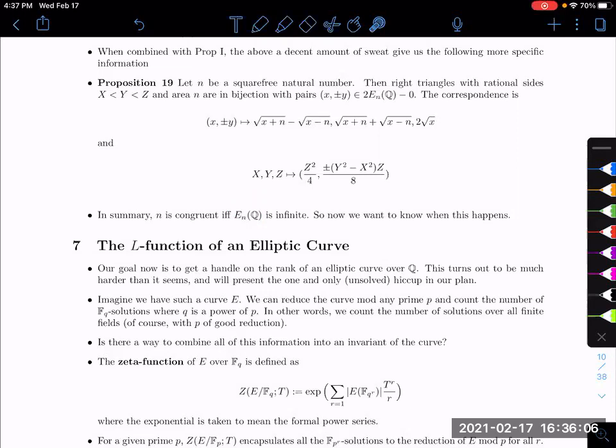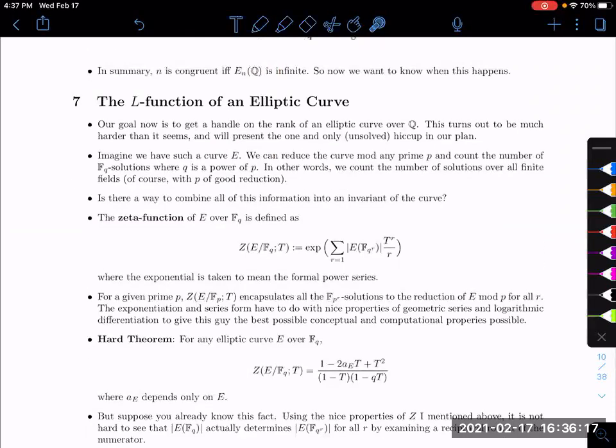And so now we want to know, when is the rank of this positive? In other words, when is this group infinite? And for that, we're going to have to delve into some other stuff here. Does anybody have any questions before I go on to the next section? Sunil says the denominator part. Sunil, what did you mean by that?